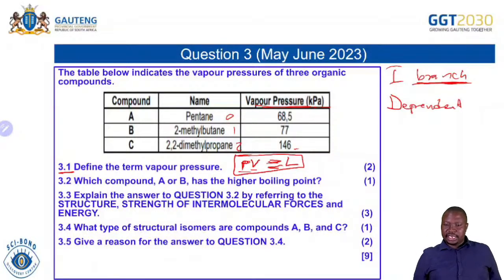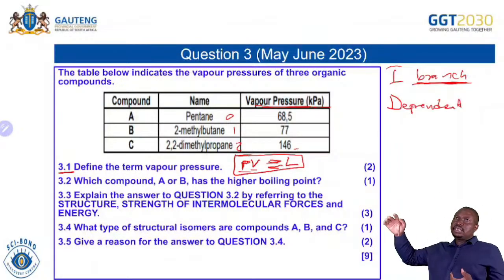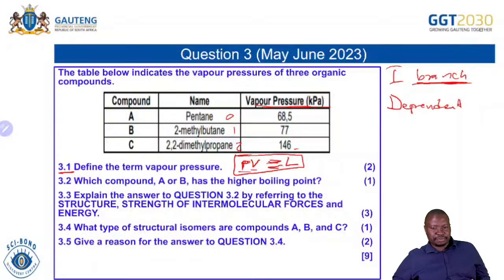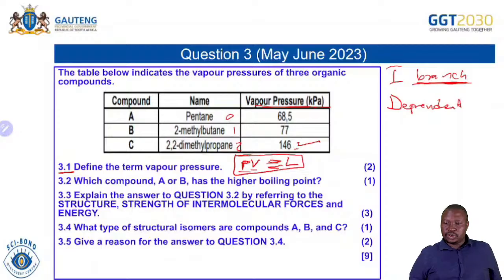So we're looking for the compound that has a higher boiling point between A and B. Remember, I indicated that melting point, boiling point, and viscosity increase with increase in the strength of intermolecular force. However, vapor pressure decreases with the increase in the strength. So the one that has the highest vapor pressure has the lowest strength of intermolecular forces. You have to remember that to be able to say this is the strongest.